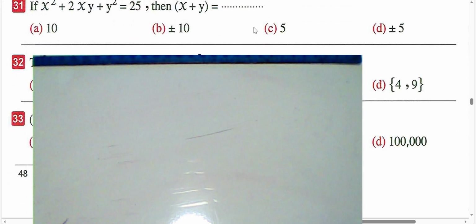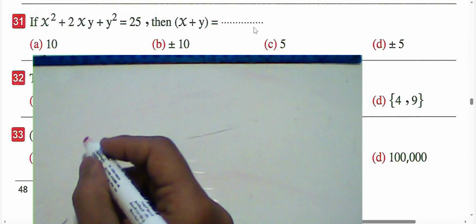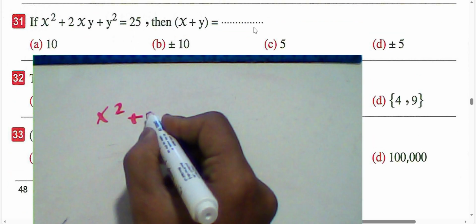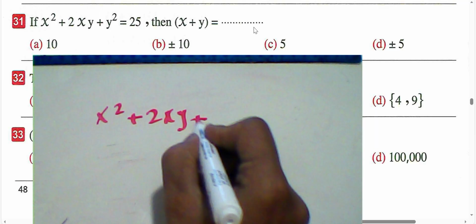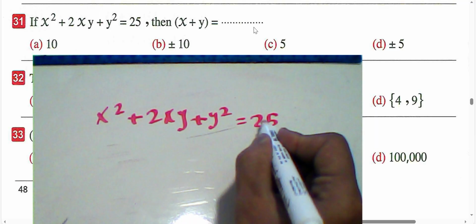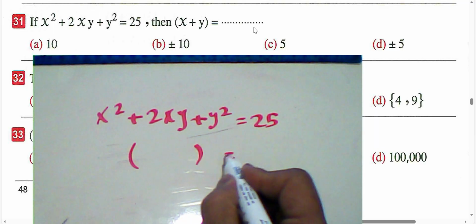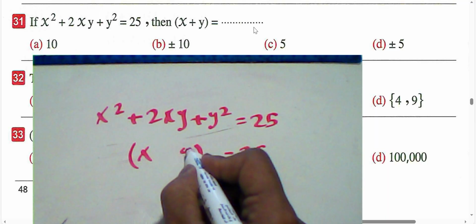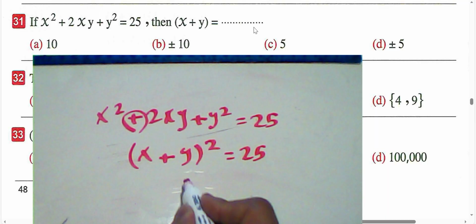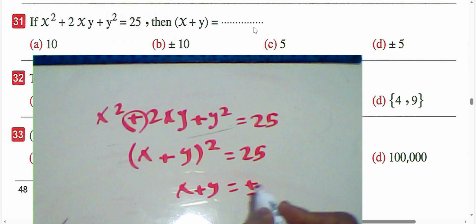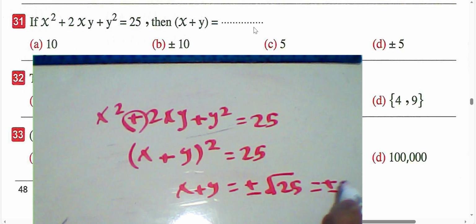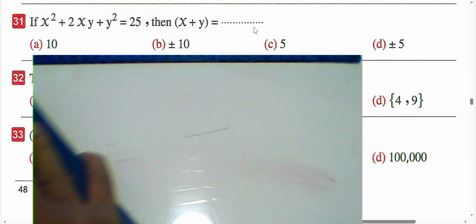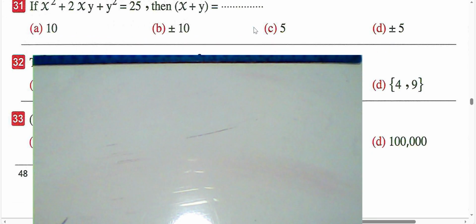Next question. We have x² plus 2xy plus y² equals 25. We can factorize this expression: the square root of the first and the third, and write the sign of the middle, squared. Then x plus y equals positive or negative square root of 25, positive or negative 5, because this expression was a perfect square.